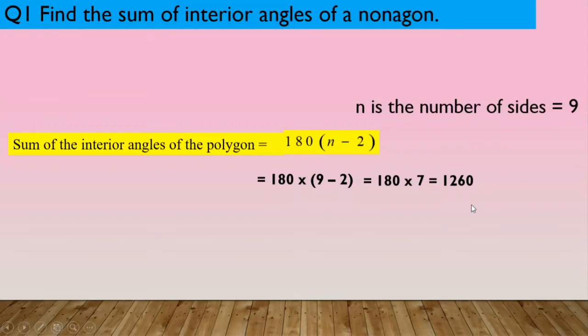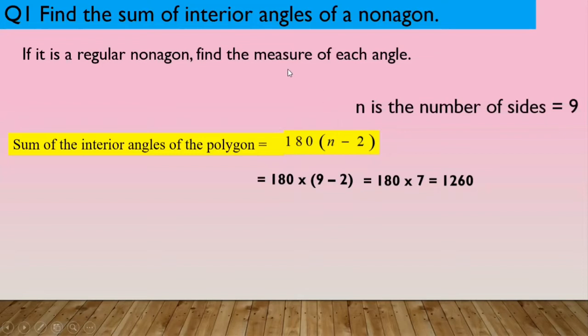Got it, children? So this is how, with the help of this formula, we can find the sum of interior angles of any polygon, whether it is regular or irregular. Now, if it is a regular polygon, then how can we find out the measure of each angle if we know the sum of angles?